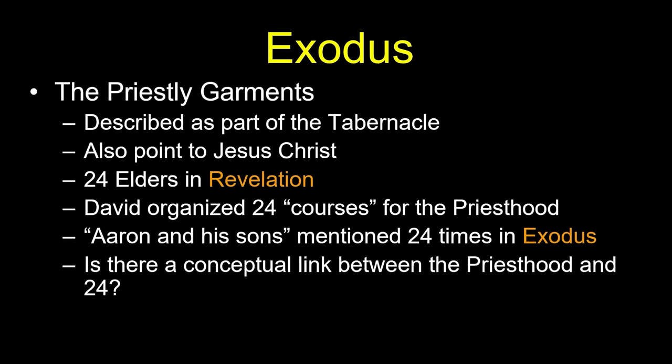But I find it fascinating because if there is validity to the concept that there's a conceptual link between the priesthood and the 24, I think it's fascinating that the Holy Spirit is that consistent that even before that idea is introduced, because the 24 gets introduced by David many, many years later, and doesn't really show up visibly as an emblem until the book of Revelation, chapter 4 and 5. And yet, in the structure of the book of Exodus that lays the groundwork for all this, how many times do they mention? 24. I think that's interesting. I see the fingerprint of the Holy Spirit in the text.